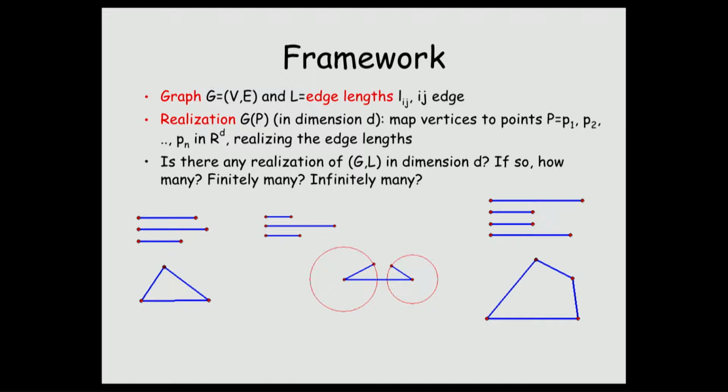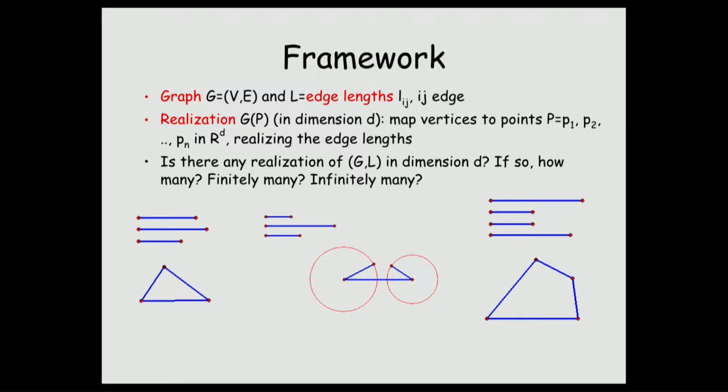This graph, a cycle of 4 vertices with these edge lengths, is realized by a famous 4-bar mechanism, which doesn't have a single solution. It has a continuum of solutions.